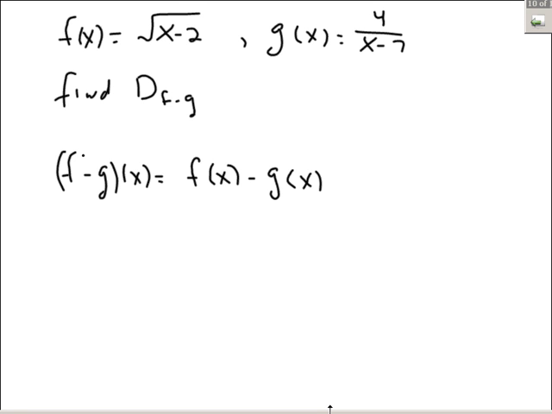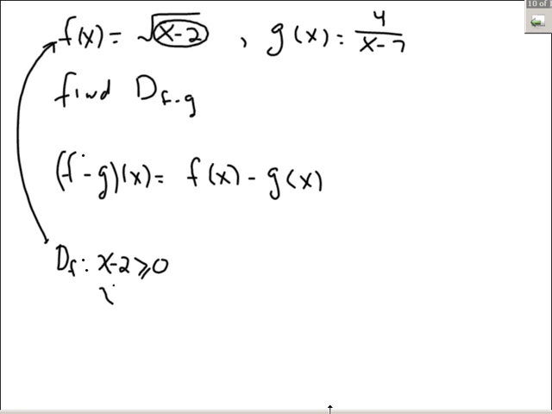Well, we need to find the domain of f first. Remember, what goes underneath the square root cannot be negative. That is, the domain of f is: what's underneath the radical has to be 0 or more. That is, what I put in here has to be greater than or equal to 0. I'm putting x in there. X must be greater than or equal to 0.